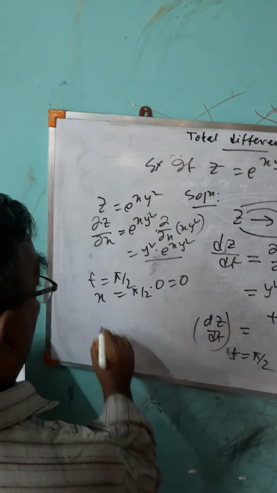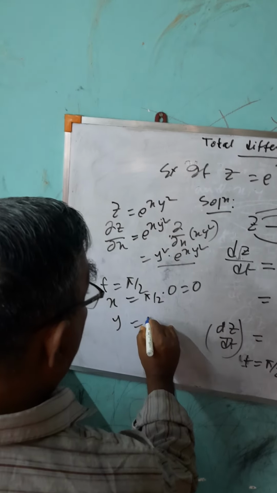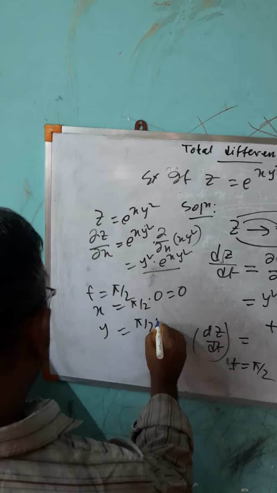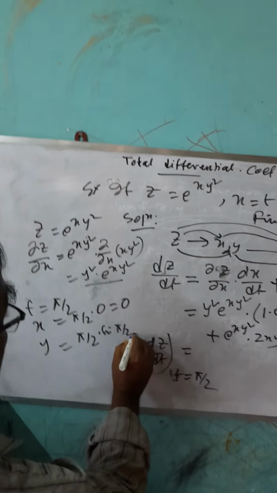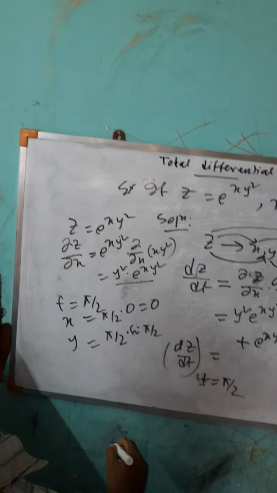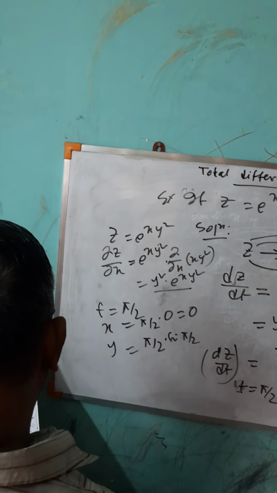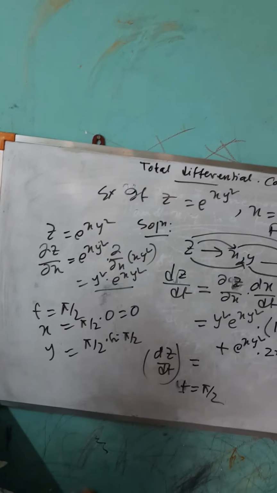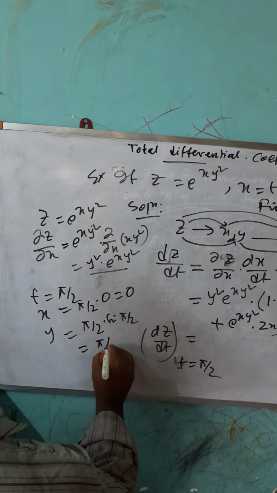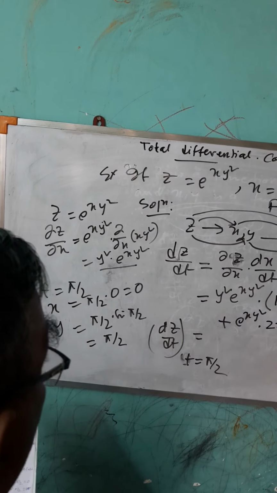Be careful. And y equals t sin t, that is pi by 2 into sin pi by 2. Tell me, sin pi by 2? 1. So y will be pi by 2.